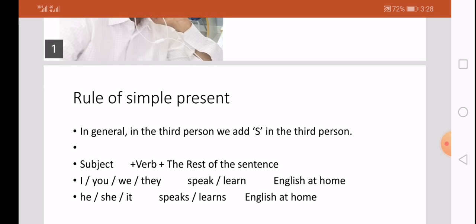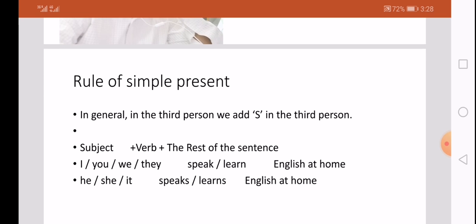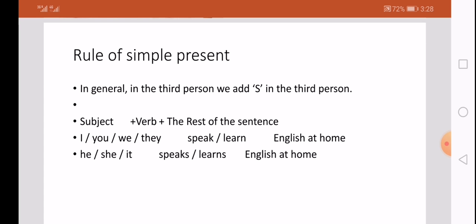I did it last week, but I want to revise something and give you new information about these tenses. So, the rule of simple present. In general, for the third person we add S at the end. But if the subject is plural, we don't add anything. Subject plus verb, the rest of the sentence. This is a normal sentence in simple present.